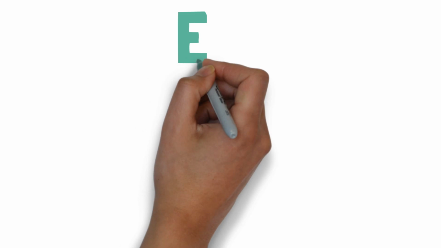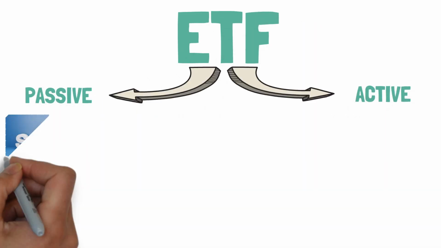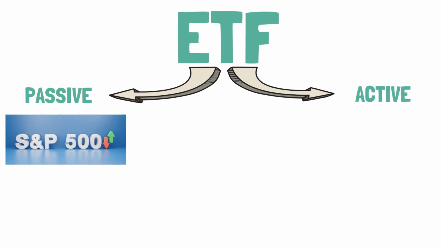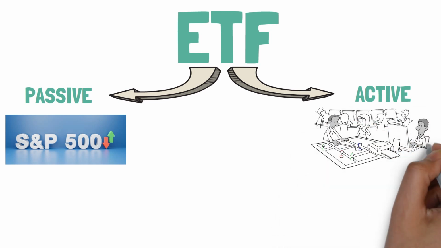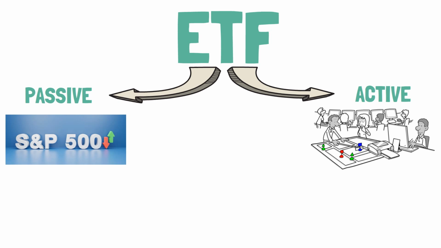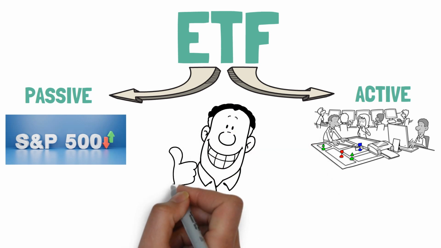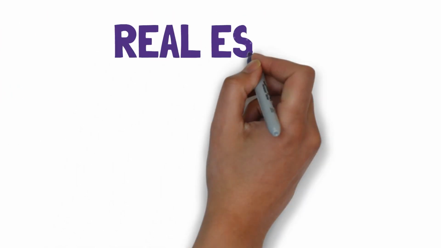There are two main types of ETFs, passive and active. Passive ETFs aim to replicate the performance of a specific index and have lower management fees. Active ETFs, on the other hand, are managed by professionals who actively select and manage the fund's holdings with the goal of outperforming the market. ETFs provide access to a wide range of asset classes and investment strategies that might be otherwise difficult for individual investors to access directly.